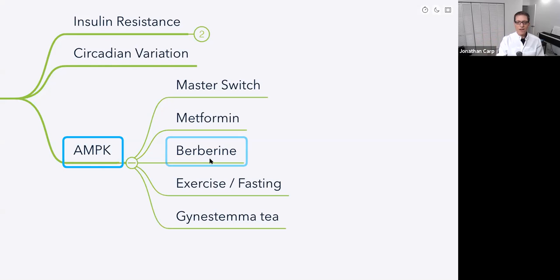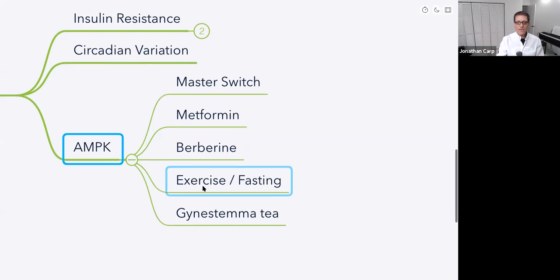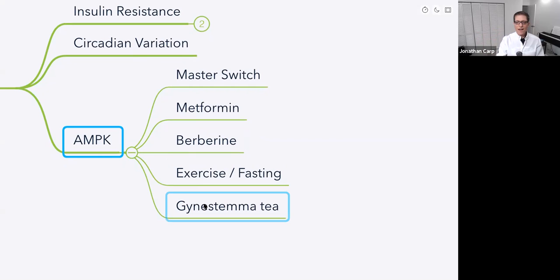Berberine, which is a supplement, exercise and fasting, and something called Gynostemma tea, which is something that I drink. There's one company, I'm blanking on the name, but you can find Gynostemma tea. It's actually quite tasty. That can help activate AMPK as well.